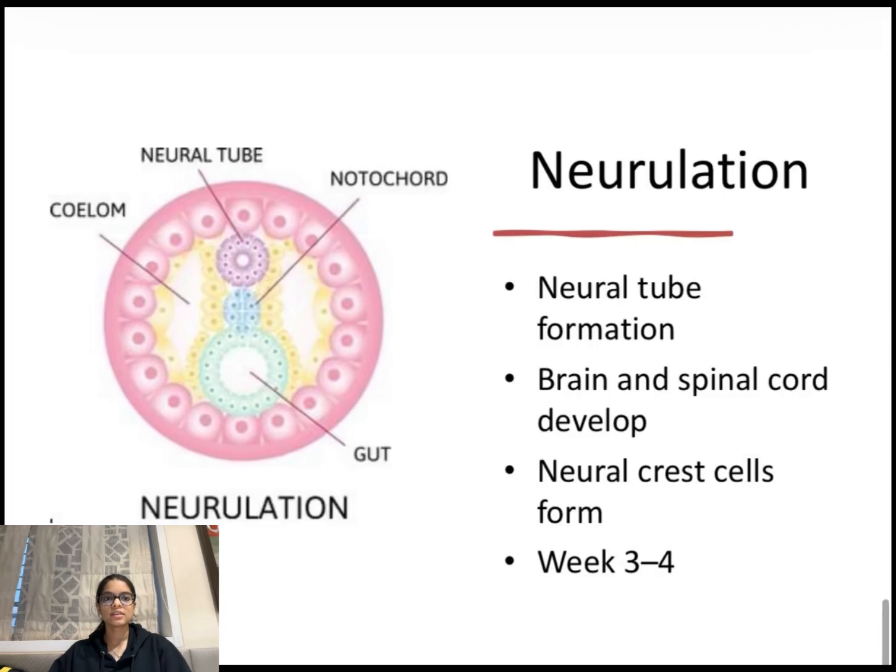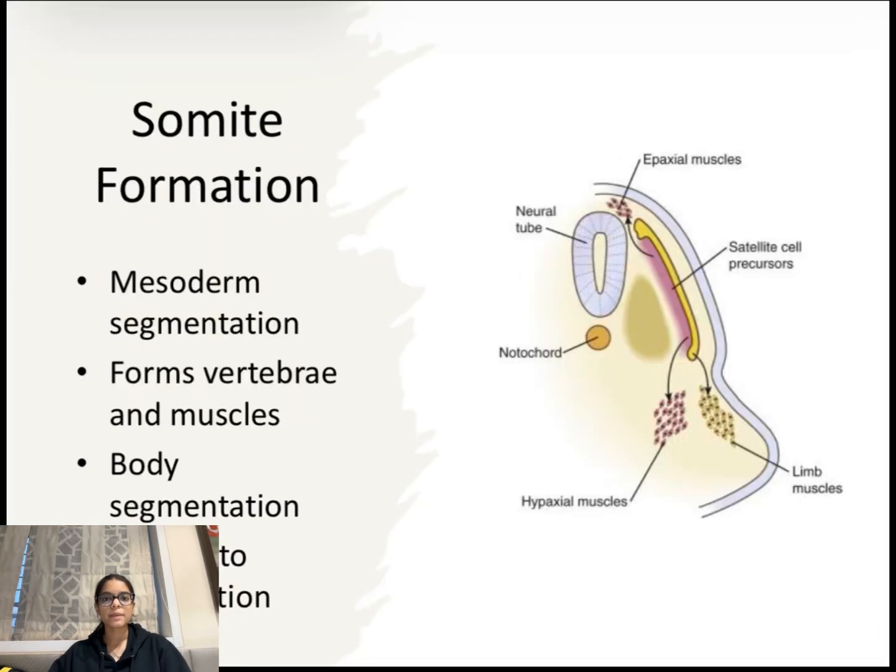This slide discusses somite formation. Somites are paired, segmented blocks of mesoderm found on either side of the neural tube. These somites later differentiate into vertebrae, skeletal muscle, and the dermis of the skin. Somite formation gives segmentation and organization to the body structure.